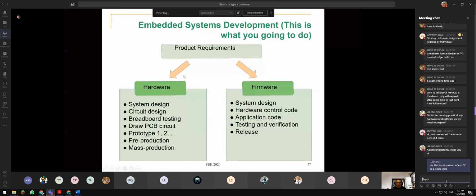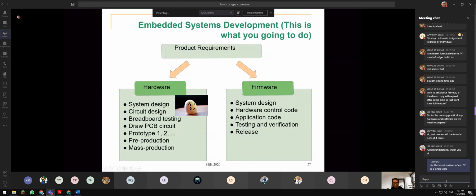Okay, and of course, like what I told you just now, when you have a product requirement, you need to divide your team into the hardware and firmware, software basically. But of course, we have a problem here. We can't access the lab. We don't have hardware like PIC24, all these things in the lab.